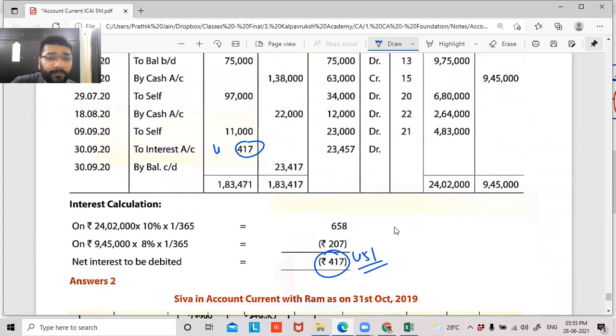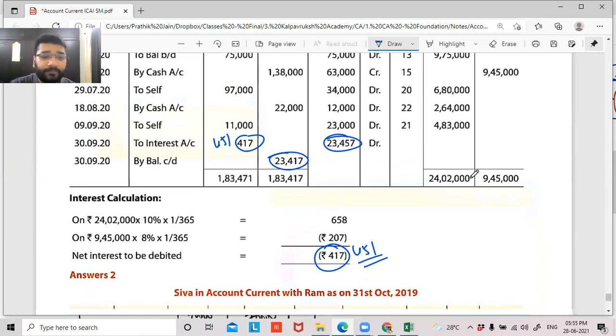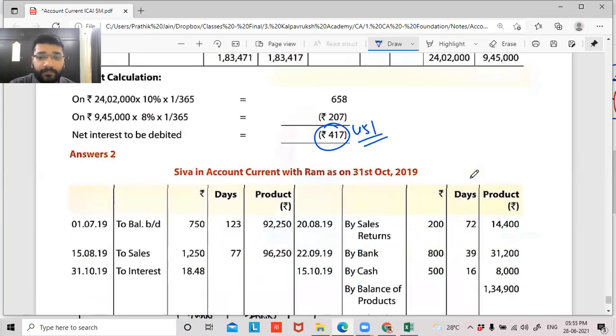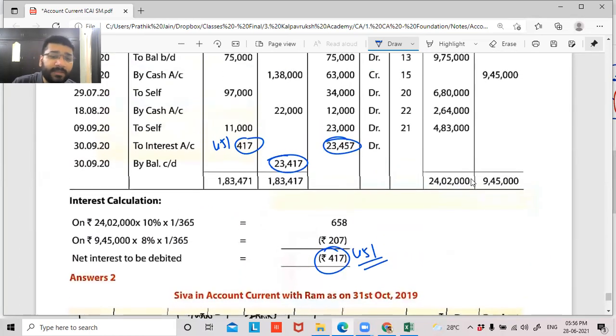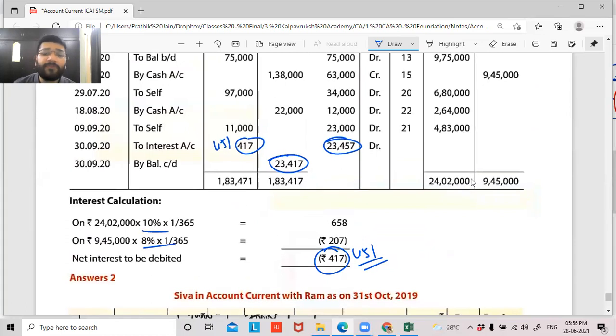This will be 451. Therefore, your balance carried on will change. Guys, are you clear what they have done? This is a calculation mistake. So please correct it. It's 451. 658 is correct. 207 is correct. When they did the net off, there was a mistake there. So this will be 451, and the balance will change, guys.